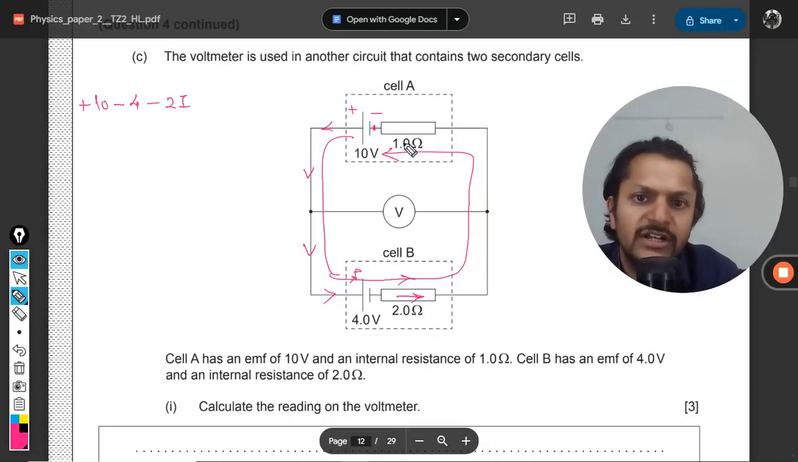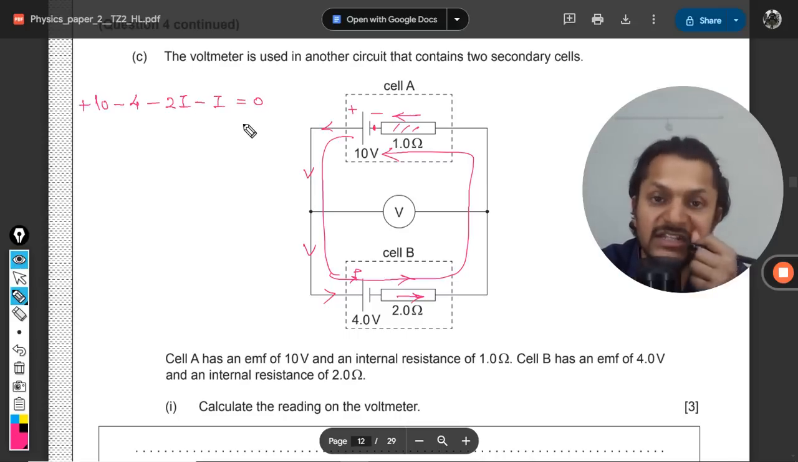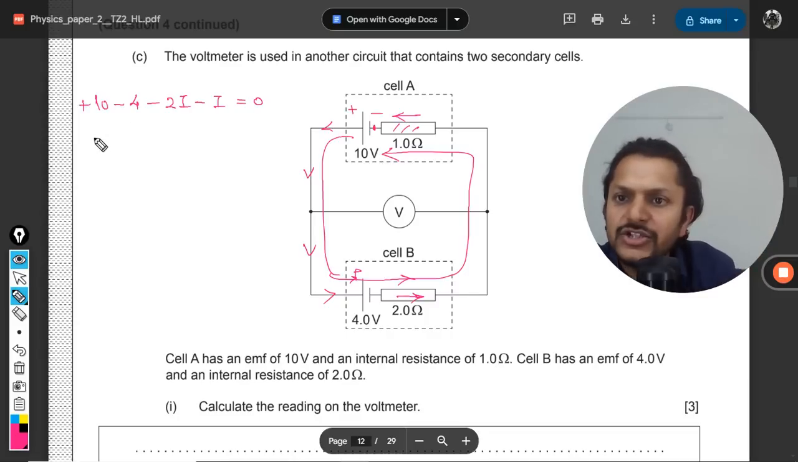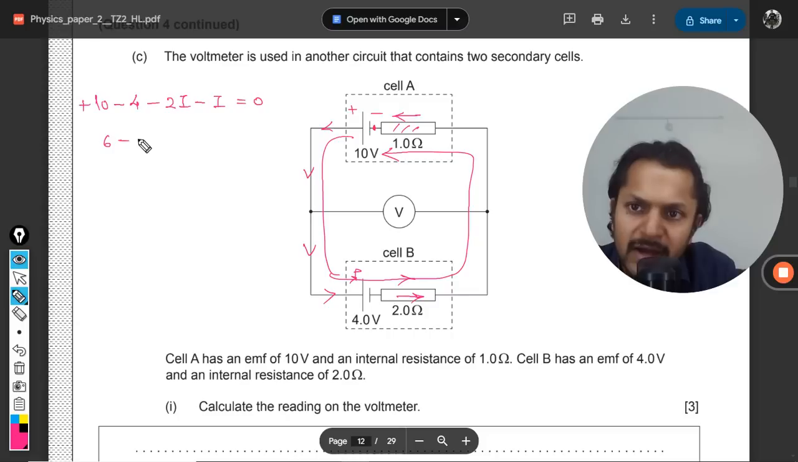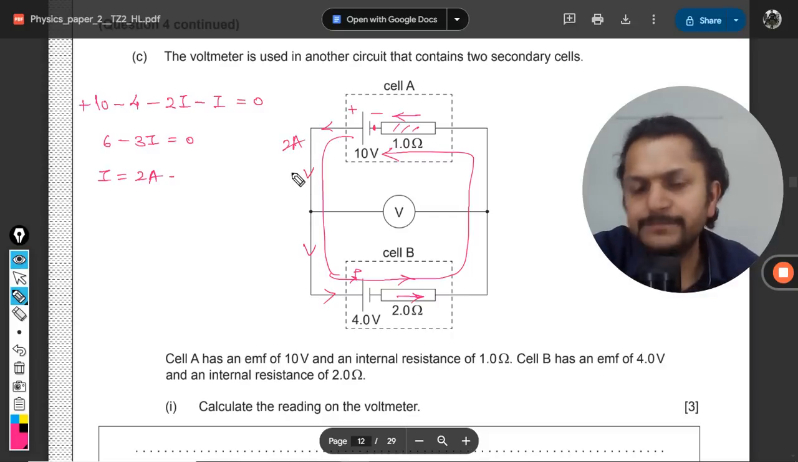And then I'm going directly to this, and the direction of the current and the loop is again the same. So minus 1 into I, that is equal to 0 because I have reached the same point back again. So 10 minus 4 is 6, minus 3I is equal to 0. Clearly the current is coming out to be 2 amperes even in this case. So current is 2 ampere.